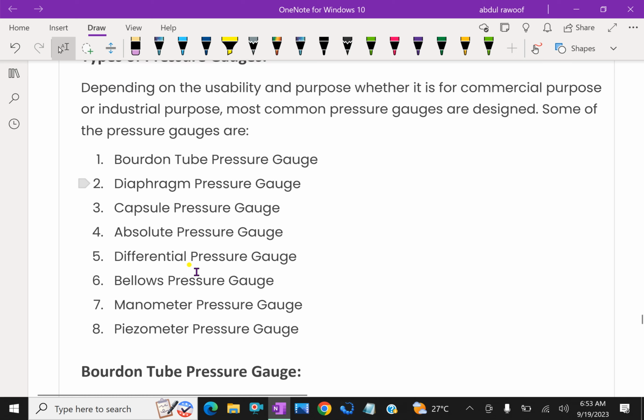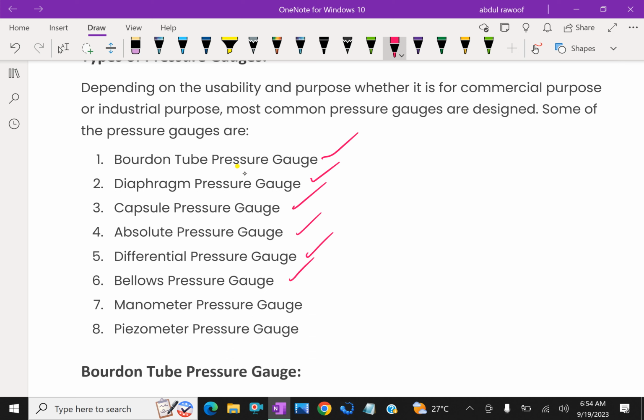Types of pressure gauges. Depending on the usability and purpose, whether it is for commercial or industrial purpose, most common pressure gauges are designed. Some of the pressure gauges are bourdon tube pressure gauge, diaphragm pressure gauge, capsule pressure gauge, absolute pressure gauge, differential pressure gauge, bellows pressure gauge, manometer pressure gauge, and piezometer pressure gauge.